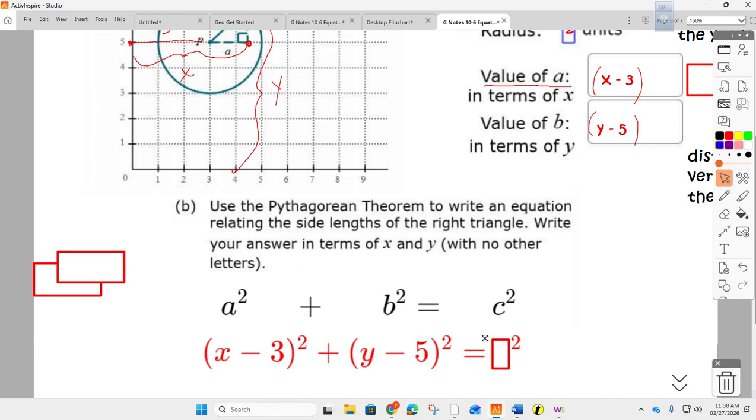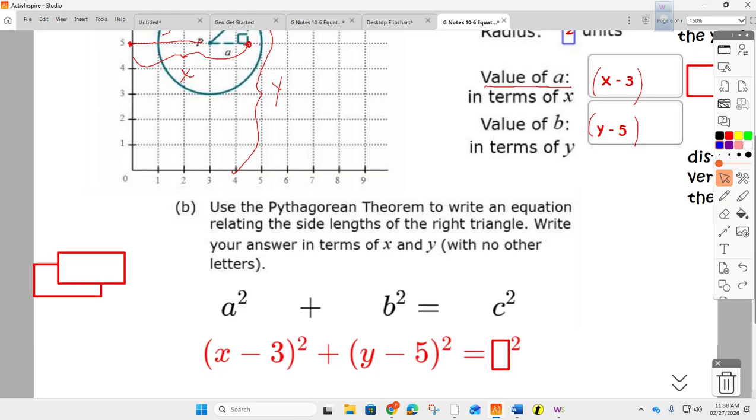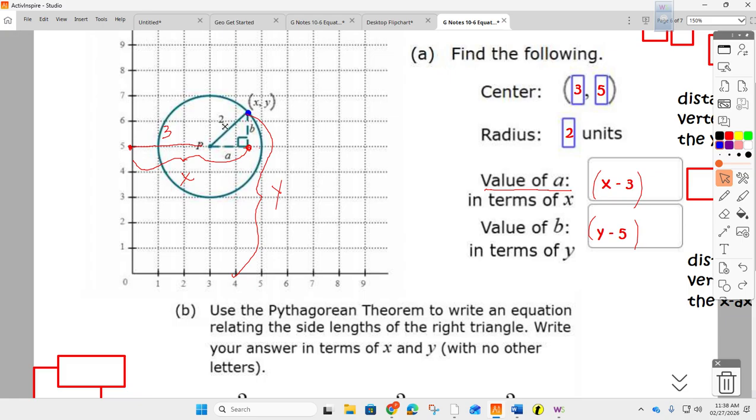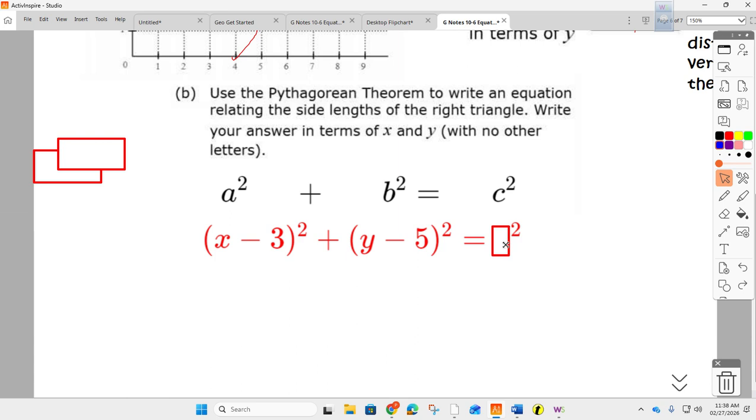And then the radius, if you'll notice, the radius is the hypotenuse of that triangle, right? The side across from the right angle. So the radius is 2 squared. So we're going to simplify that: (x minus 3) squared plus (y minus 5) squared equals 4. Yes, I did. Thank you. I meant x.